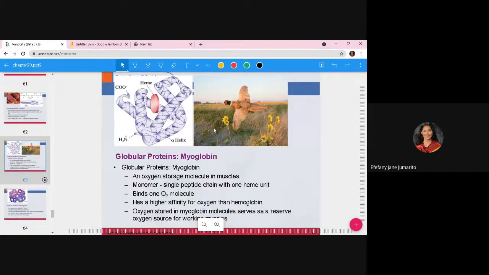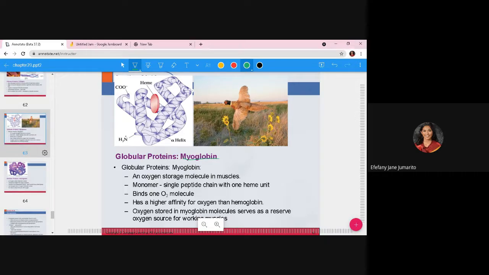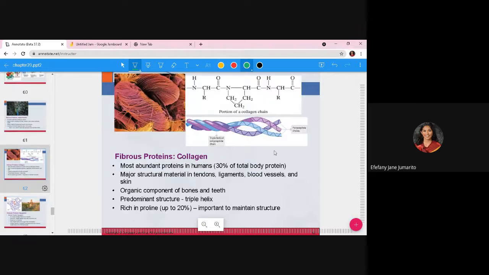Okay. Then we have the myoglobin. What's the function of myoglobin? It stores oxygen in your muscles. Okay, it stores oxygen and the shape is this one. Now also here, your fibrous proteins are just primary structure, no? Is it primary? It's a secondary structure. It's an alpha helix.